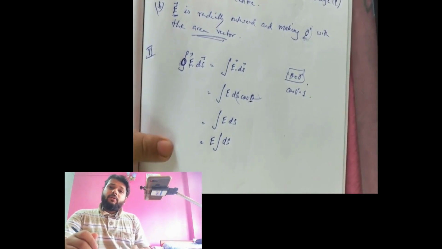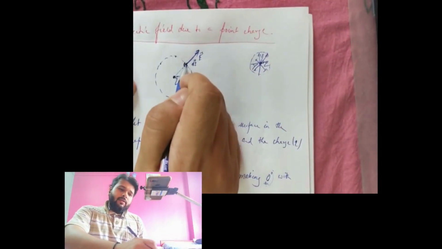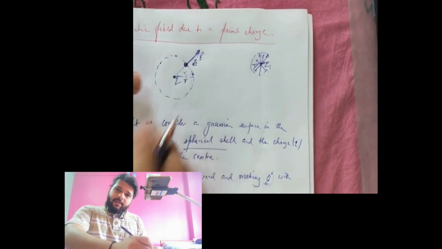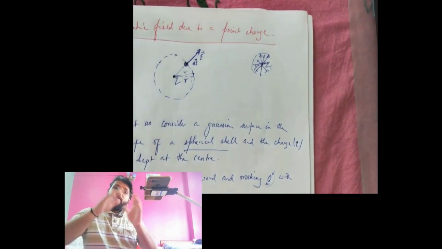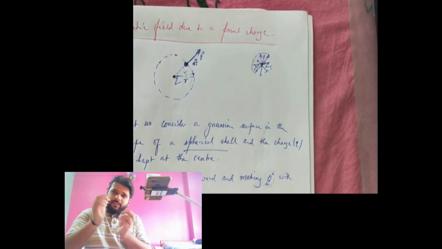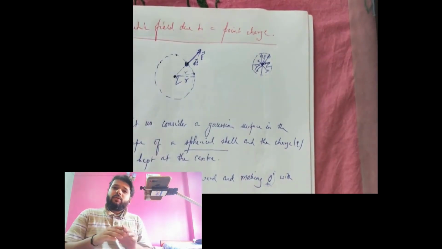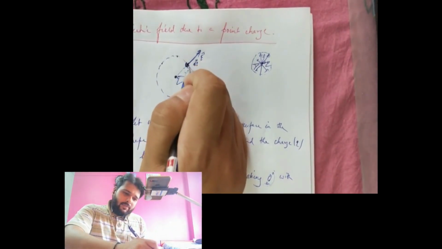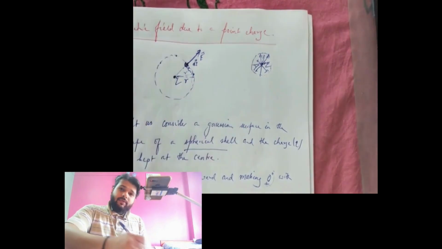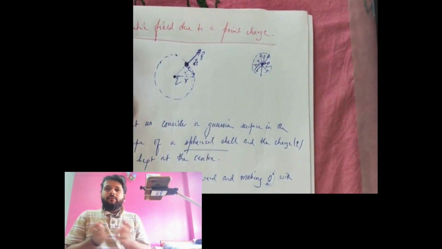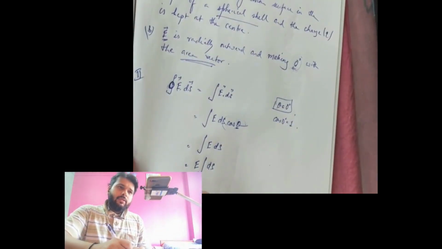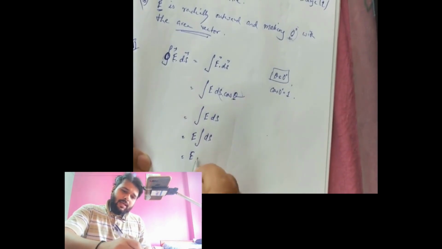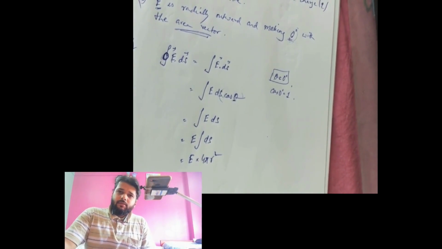dS is what? A small area. Now if I integrate this small area, we'll get the total surface area. Integration means summation, so if I sum up all the small areas, I'll get the total surface area. So it is simple. The integral of dS will be 4 pi r square, where r is the radius.